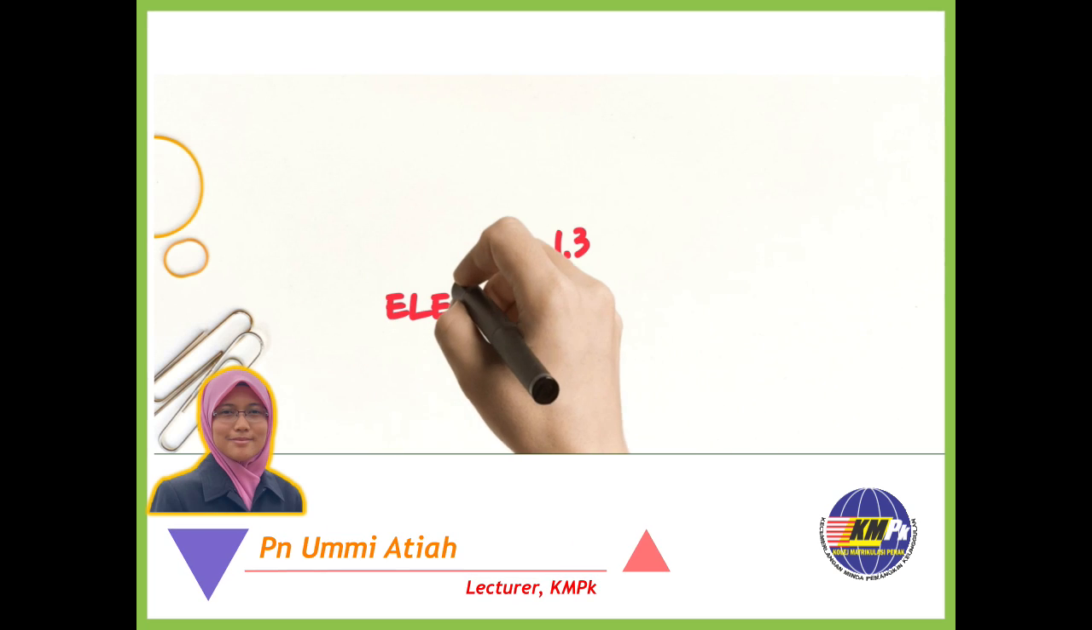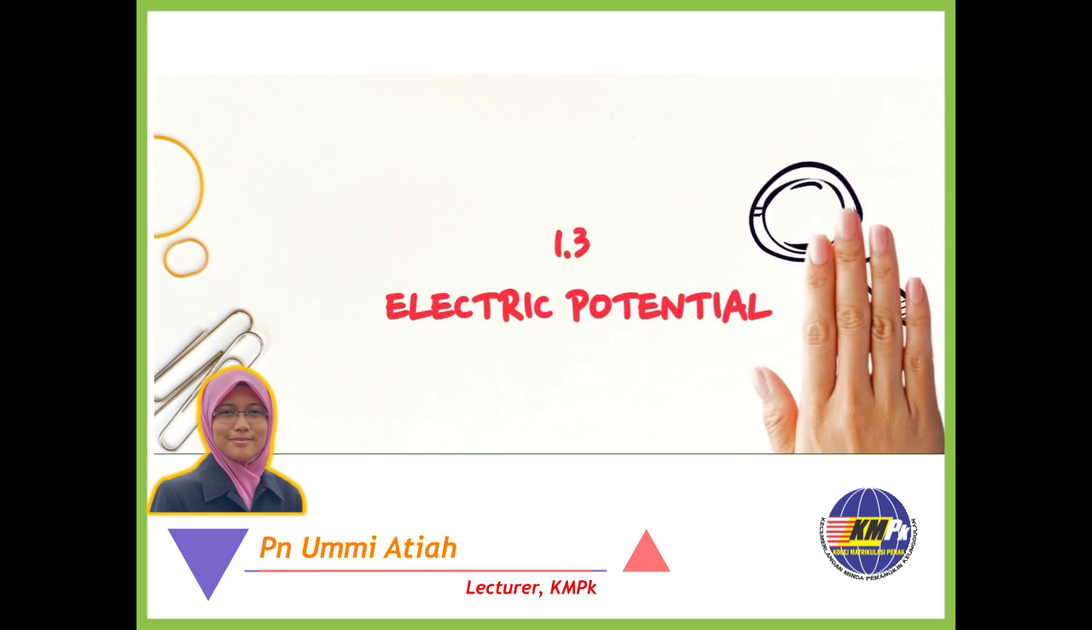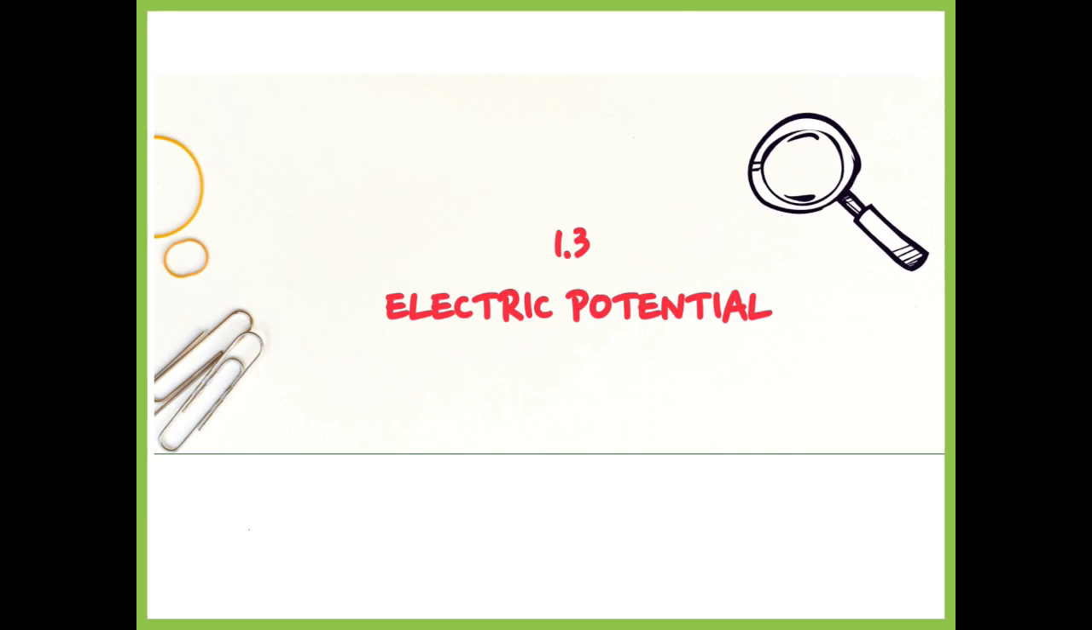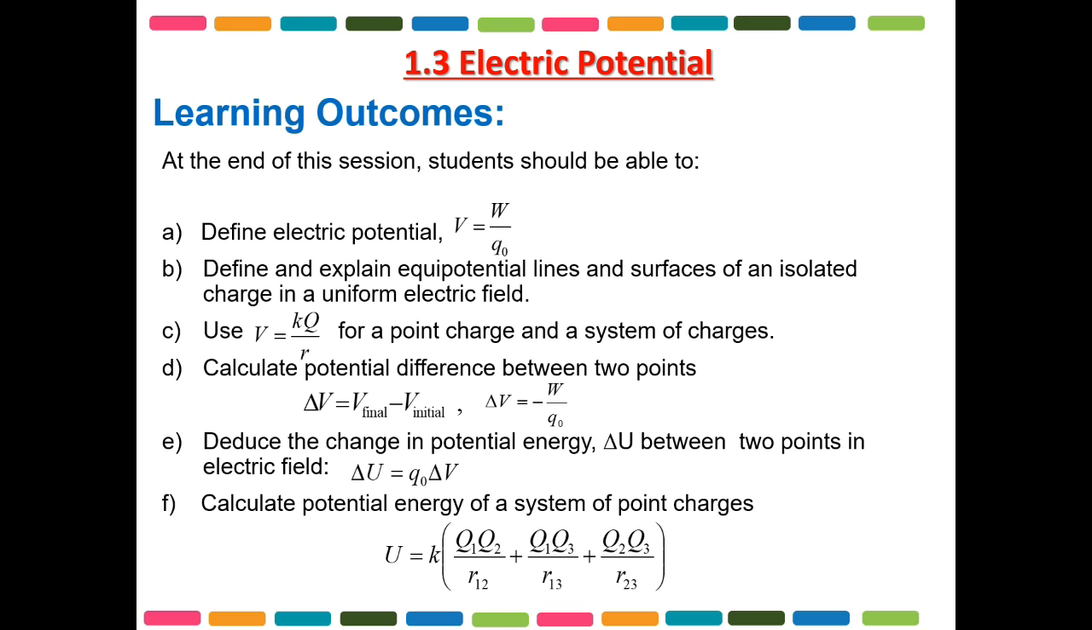Let us proceed with the third subtopic, electric potential. At the end of this session, you should be able to define electric potential and equipotential lines, and use the equation of electric potential. We want to calculate the potential difference, delta V, deduce the change in potential energy, delta U, and lastly calculate the potential energy U for a system of point charges.